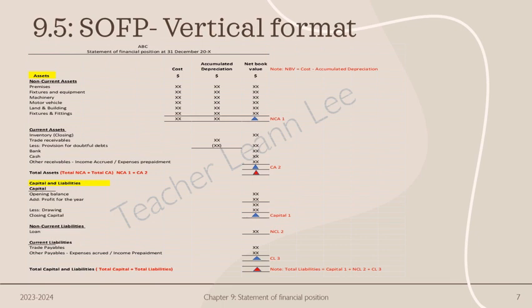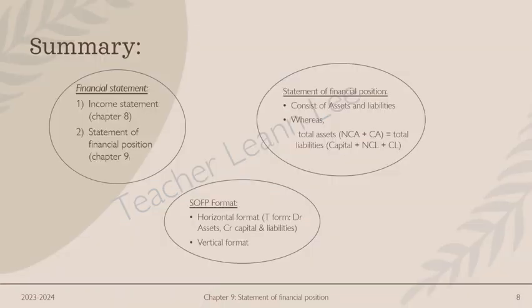All right, and then capital and liability. Capital is exactly the same as what I mentioned just now in your horizontal format, but I just put it into different sections. The first section is about capital, the second section is the non-current liability and current liability. At the end of the day, the total capital and liability must be the same as the amount you calculate in your total asset.